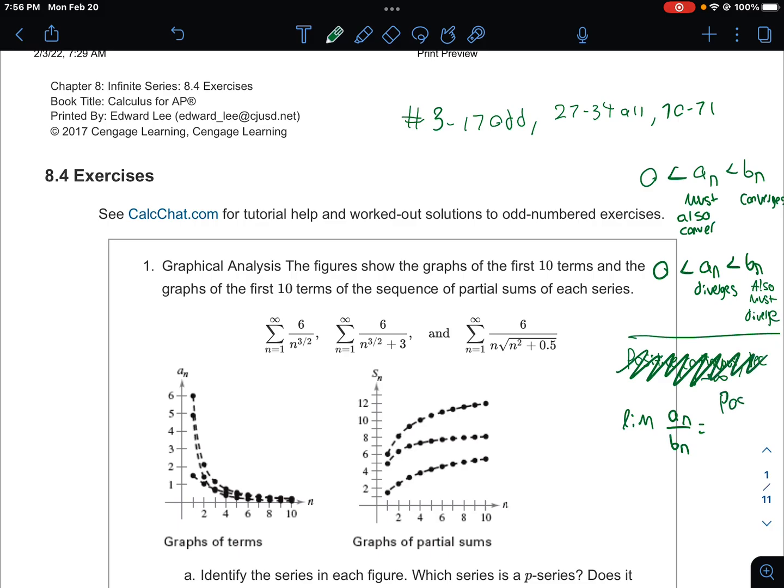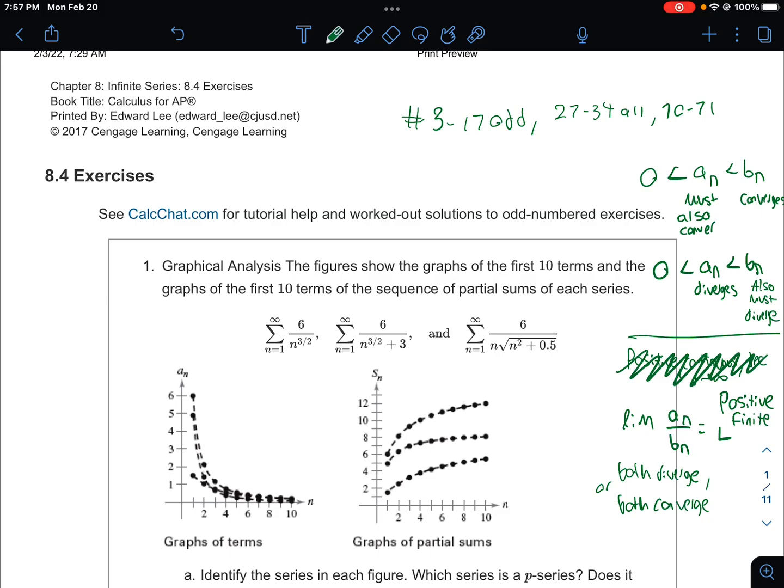If it's positive, okay, and finite, positive finite number L, then we either say that both diverge or both converge. It's one or the other. So you pick something to compare it to that you know converges or you know diverges, and one of them is going to produce one of these finite positive values, and then you can go through and determine that.